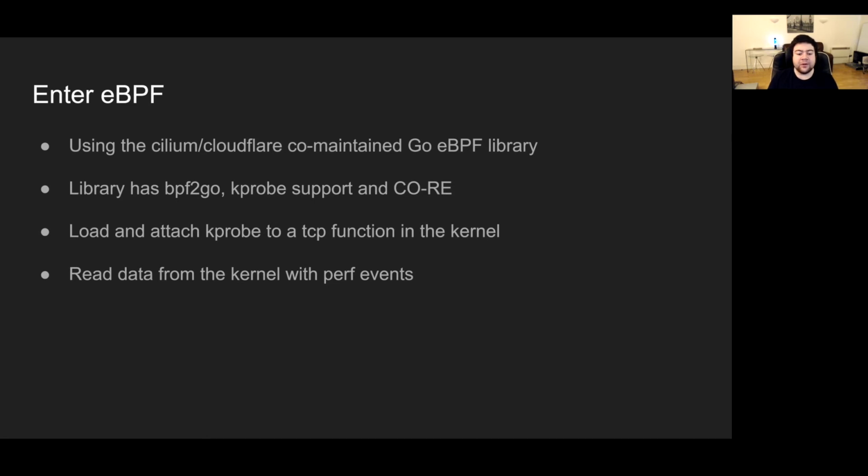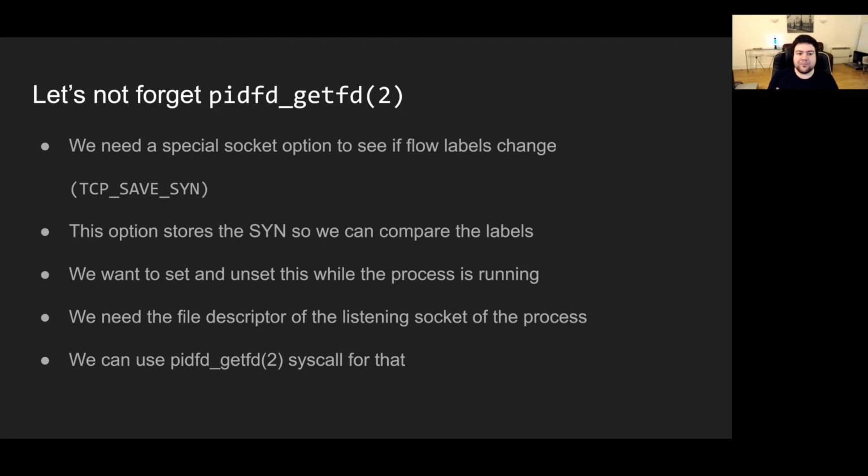Using this library, we will write a BPF kprobe specifically meant for one of the TCP functions in the kernel and load it and attach it. And using perf events, we can actually get that data out from the kernel and into user space so that we can do something with it. But how do we actually make sure that we can see the SYN packet and then the ACK packet and see if the flow labels have changed or not?